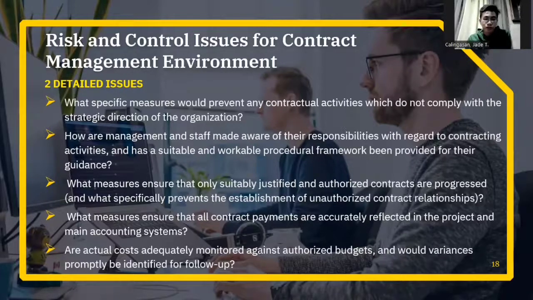What measures ensure that only suitably justified and authorized contracts are progressed? And what specifically prevents the establishment of unauthorized contract relationships? What measures ensure that all contract payments are accurately reflected in the project and main accounting systems? Are actual costs adequately monitored against authorized budgets, and would variances promptly be identified for follow-up?